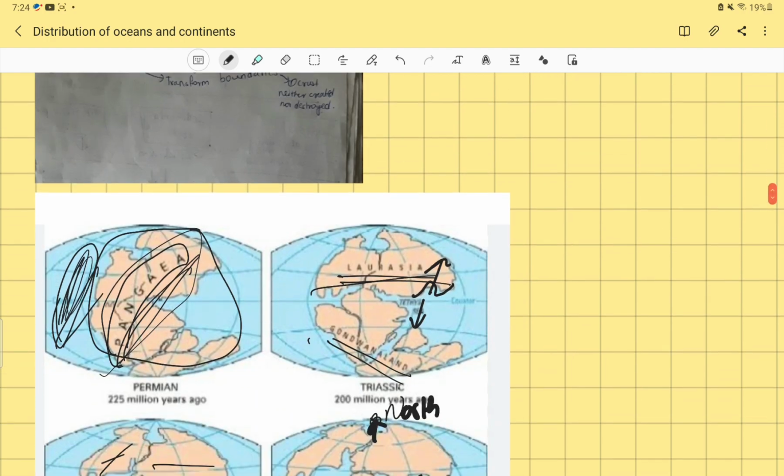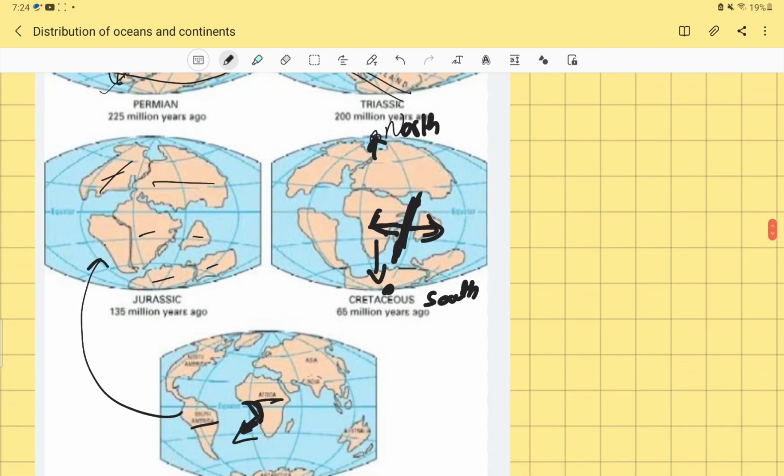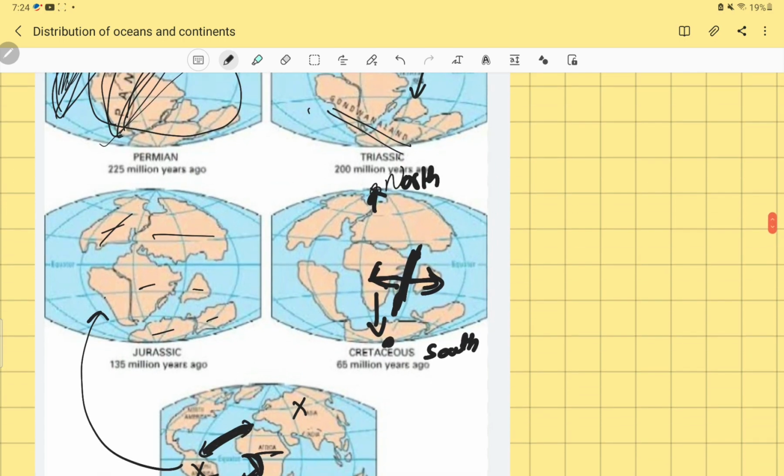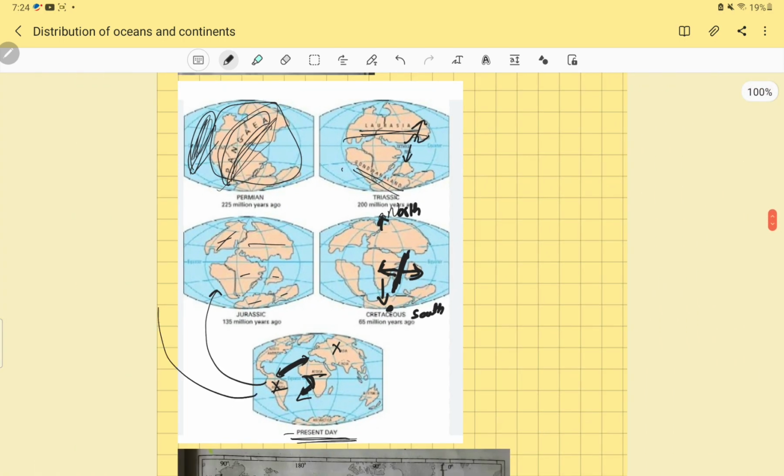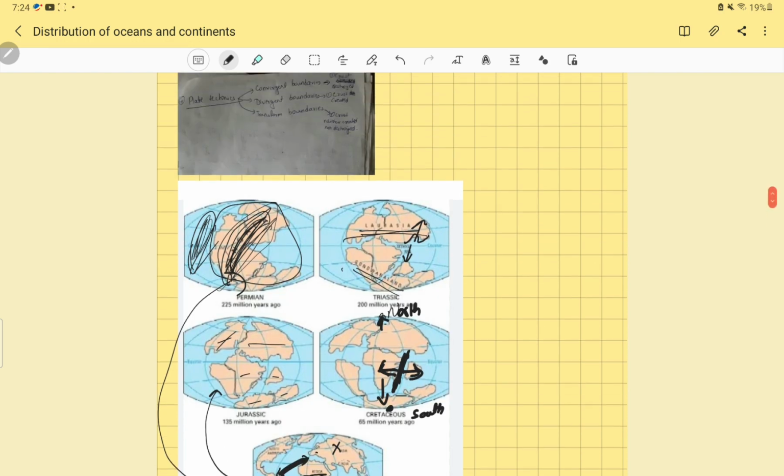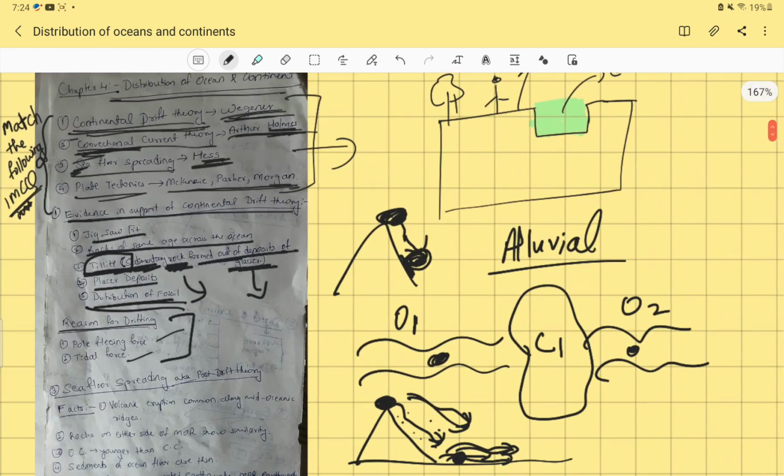Distribution of fossils. Say there is an animal called X, which is presently found in Asia. The same animal's fossil is found in South America. How is that possible? Because there is a huge ocean in between, right? This could be possible if it was like in this image. If this was the case, then they would have moved freely here. But right now there's a huge ocean. That means at one point of time, all these places were connected together.